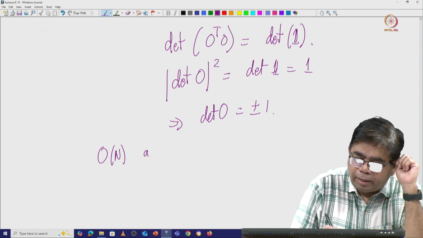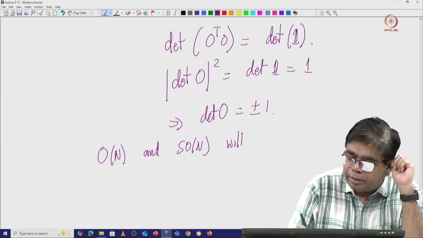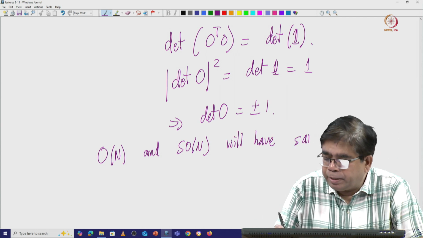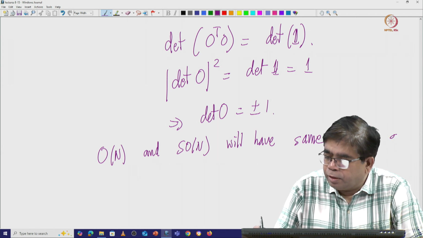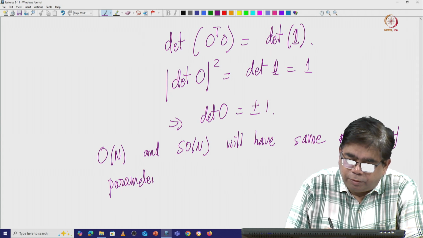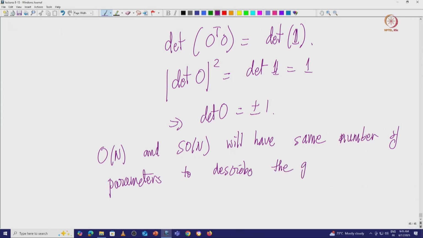ON and SON will have the same number of parameters to describe the group elements. The group elements are nothing but rotations here essentially. Okay, in this case they are nothing but your rotations essentially.